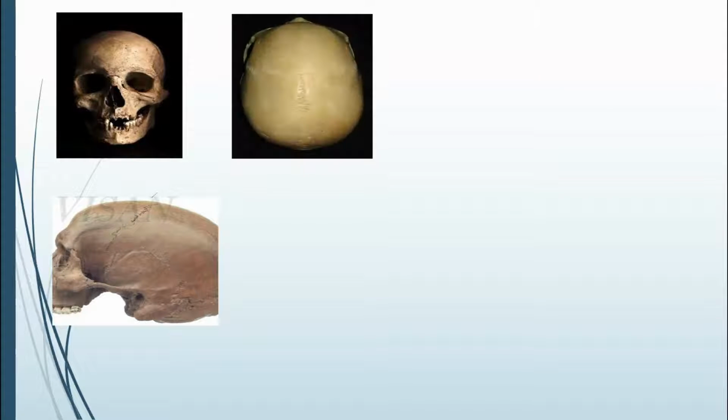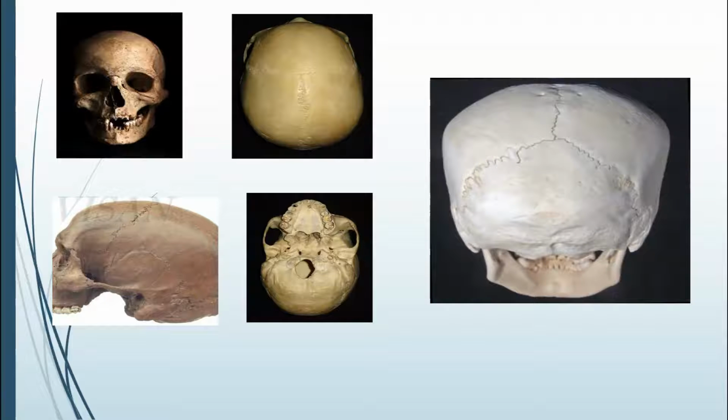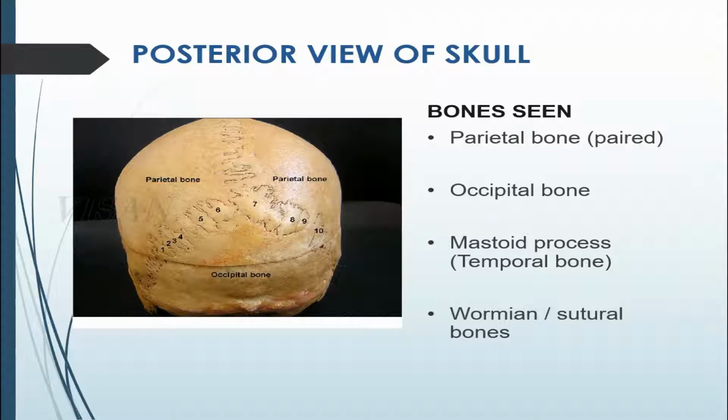The skull can be viewed from the anterior aspect, lateral aspect, superior aspect, inferior aspect as well as from the posterior aspect. The posterior view of the skull is called norma occipitalis. Norma means view. Occipitalis is the view from the posterior aspect where the occipital bone is seen.